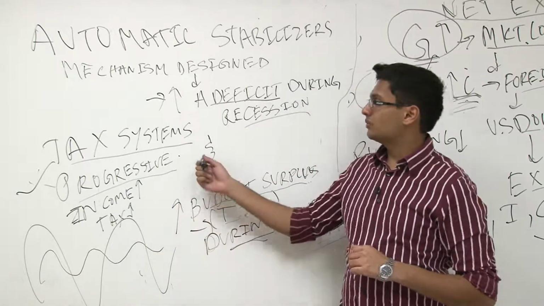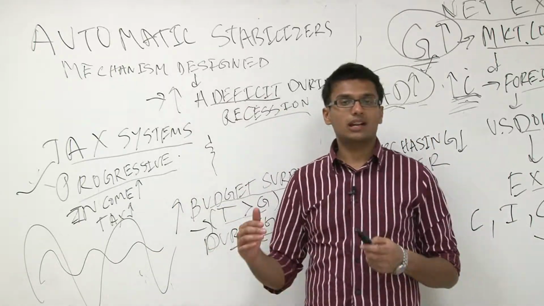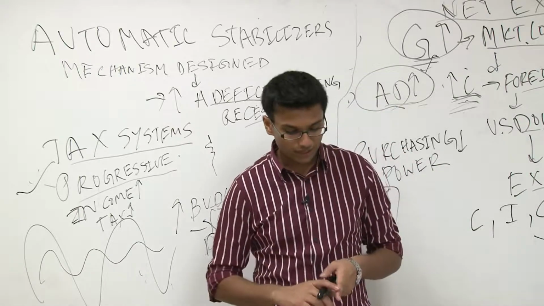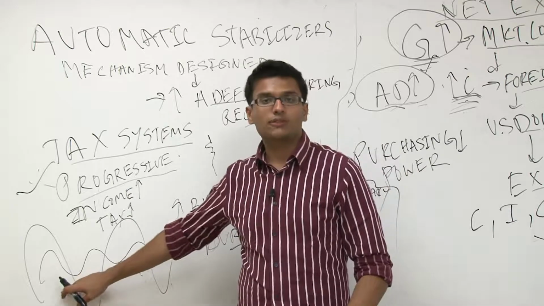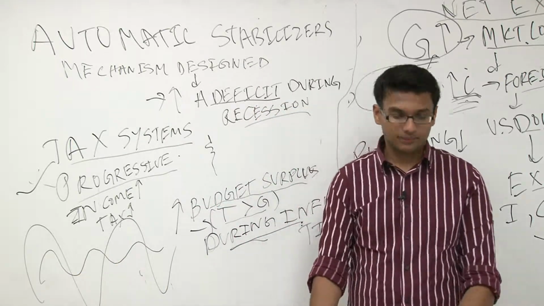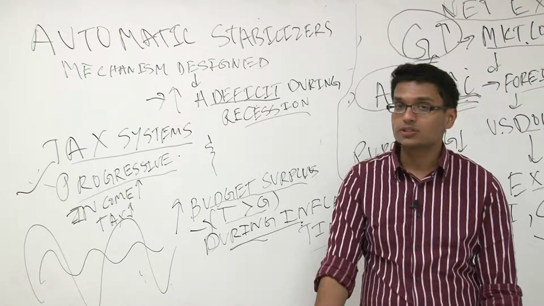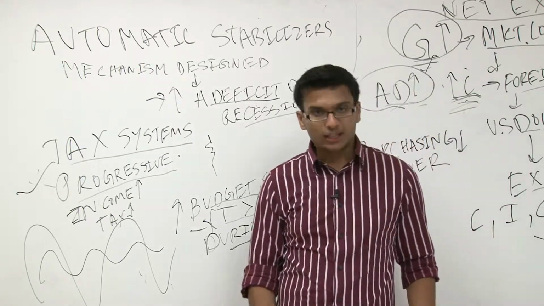So automatic stabilizers are something that you want to know in case it shows up on a test, but the point is that they are designed to soften and help you control the business cycle and make our economy a little more consistent. So that is automatic stabilizers for you.